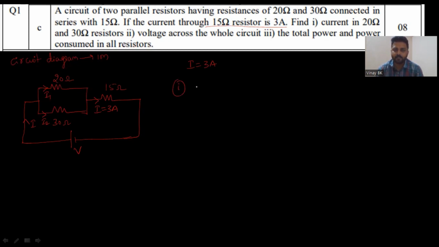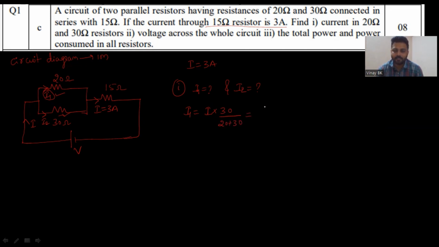In the first case, they asked you to find the current in 20 ohm and 30 ohm. Current in 20 ohm is I1, so you need to find the values of I1 and I2. To find I1, you apply the current divide rule, which is used in a parallel circuit to find the divided current values. It states that I1 equals total current into the opposite resistor, that is 30 ohm, divided by the sum of the resistors, 20 plus 30.